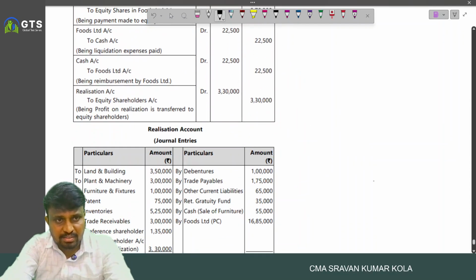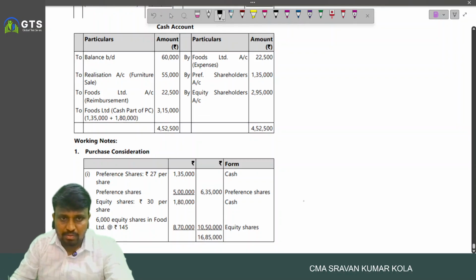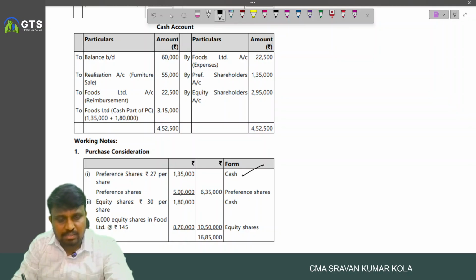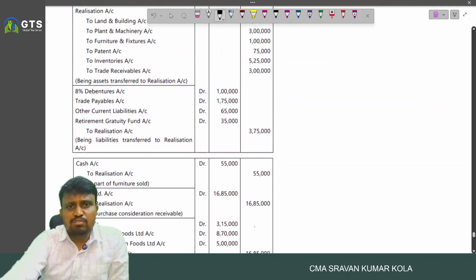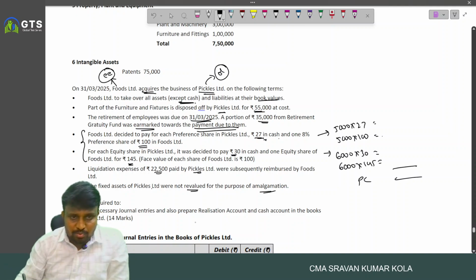Let's verify. Here is the cash, 5,000 into 27, and the preference shares, 5,000 into 100, and 6,000 into 30, and 6,000 into 145. This is what the purchase consideration is. Okay, the first point is over. And what is the second point?